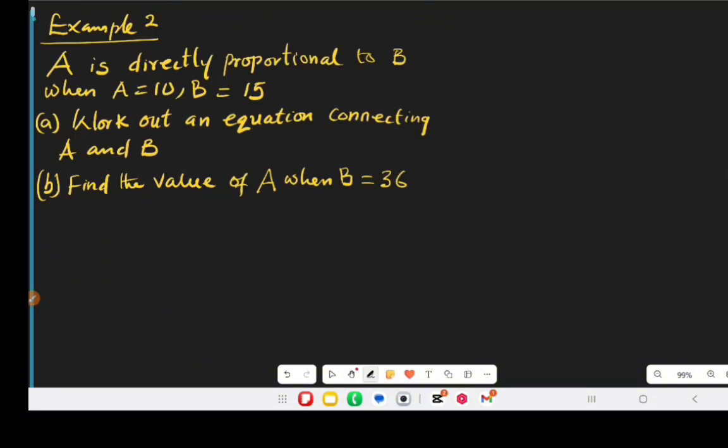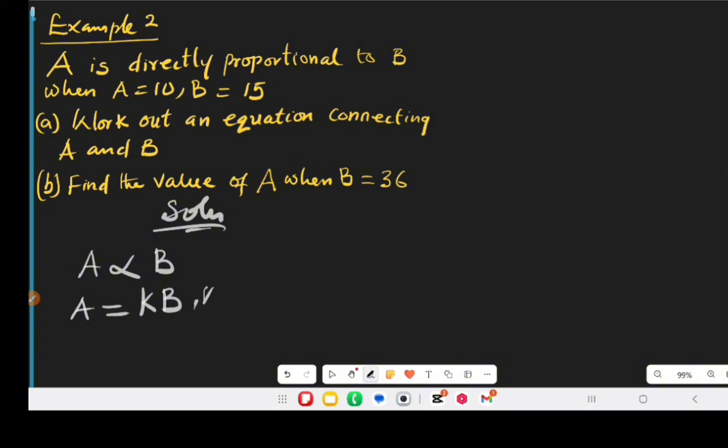Now example 2. A is directly proportional to B. When A is equal to 10, B is equal to 15. A, work out an equation connecting A and B. B, find the value of A when B is equal to 36. Solution. We first change "A is directly proportional to B" into a mathematical statement, which is A ∝ B. As we remove the variation sign, we have A is equal to constant times B.